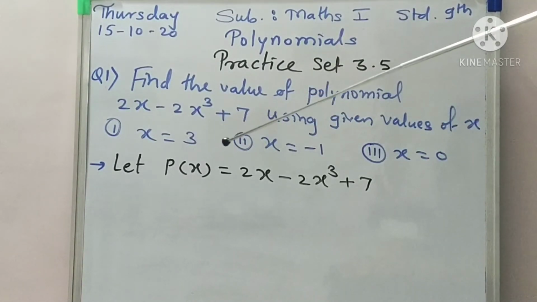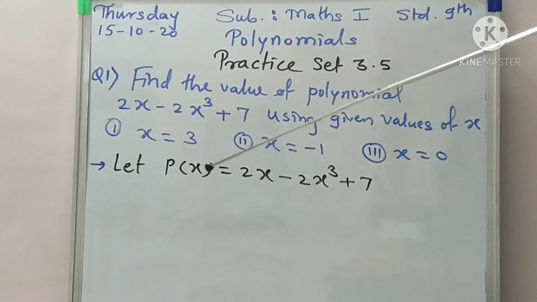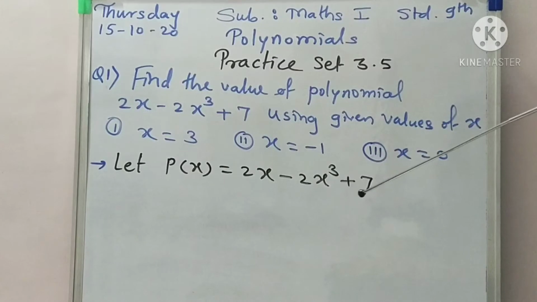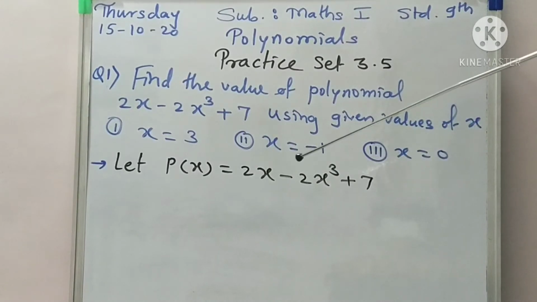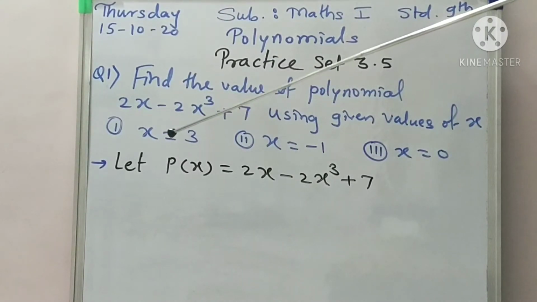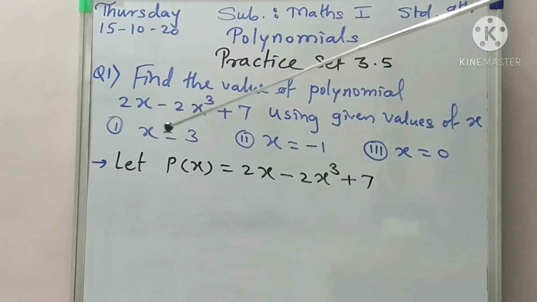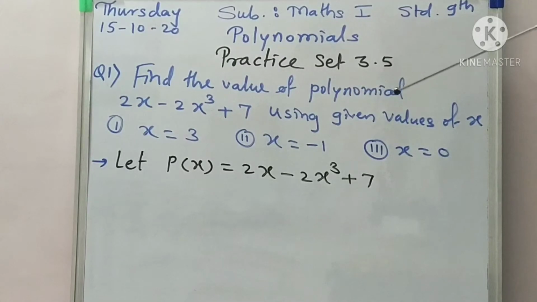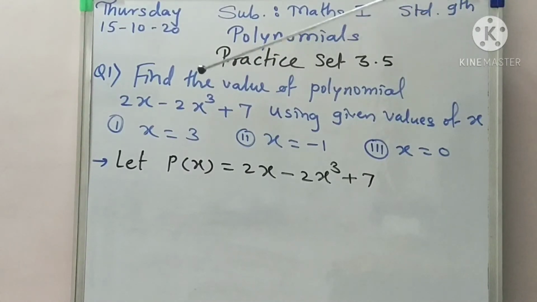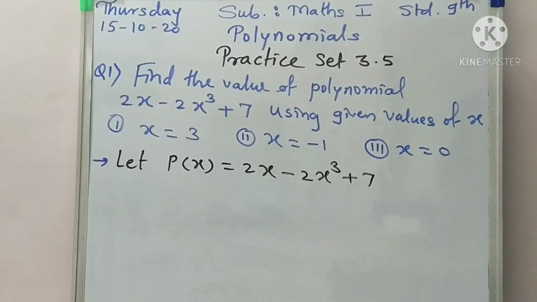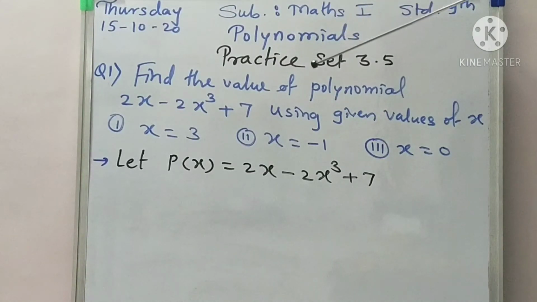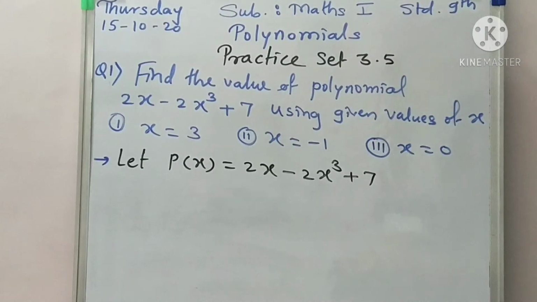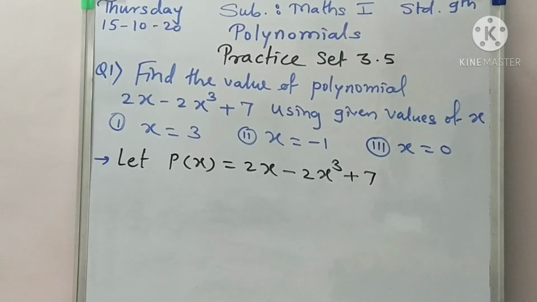Okay, so first we consider the given polynomial as p of x equals 2x minus 2x cube plus 7. Now we take the first value, x equal to 3, and we find the value of the polynomial. This part, the value of a polynomial, we already studied in our last lecture also. So for these three values we find the value of the polynomial. Okay, so pay attention over here students.